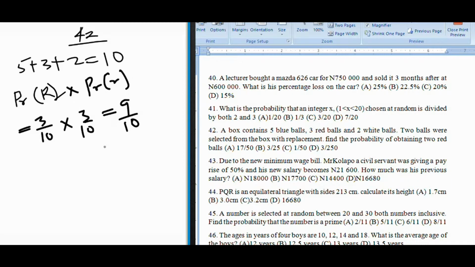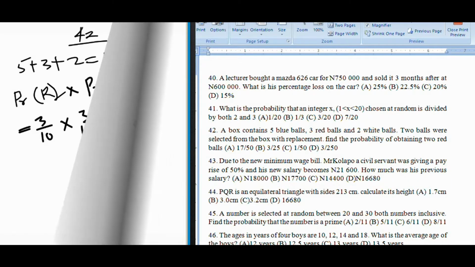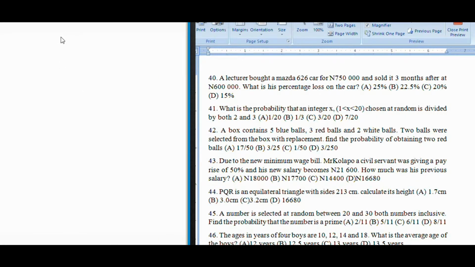New minimum wage bill. Mr. Kolapo, a civil servant, was given a pay rise of 50%, and his new salary becomes 21,600. How much was his previous salary? This is a very straightforward question.